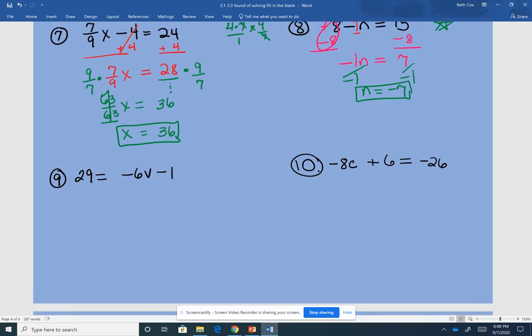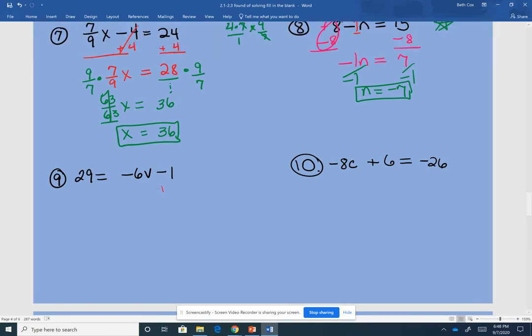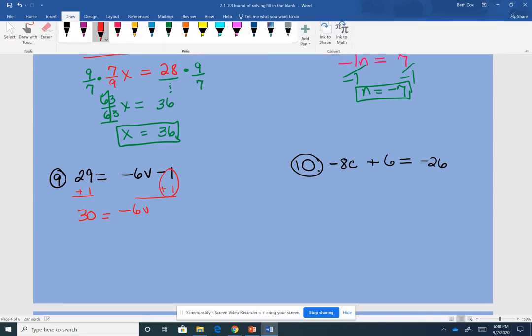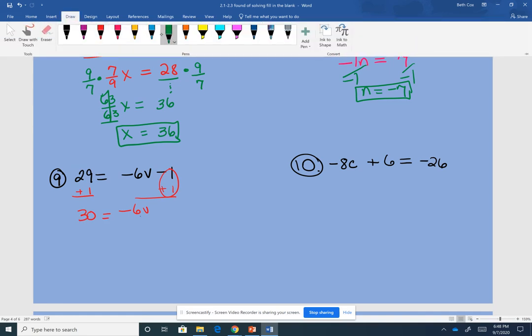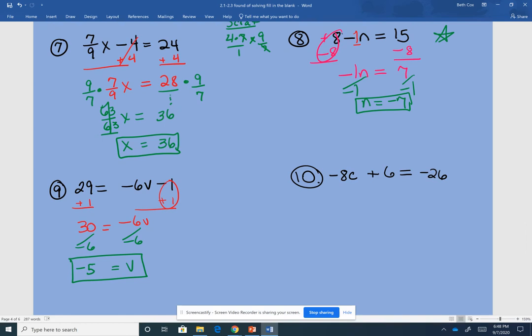Number 9. All right, so where's my variable? There it is. I'm going to add 1 to both sides. That gives me a negative 6v and a 30. And then I'm going to, you said it, divide both sides by negative 6. And I get v is negative 5. Again, notice my variable's on the right. That one makes this one a little different. Okay, each one of these are a little bit different. So please pay attention. Okay, last one.